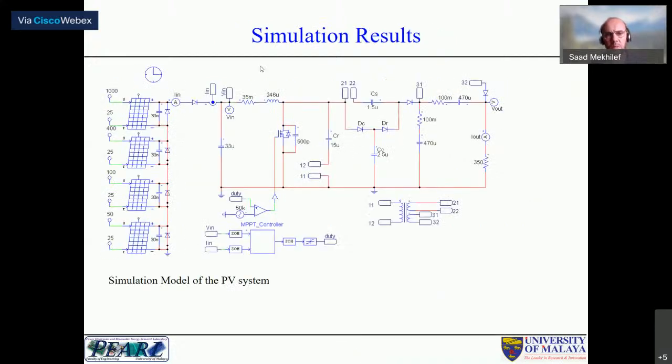And this is the proposed simulation. You can see here the number of PV panels, 1, 2, 3, 4. This is our converter, and the output, this is the load here. And this is the V-in, the sensors to sense the voltage and current, and the controller. The controller is here. Just to simulate and see.